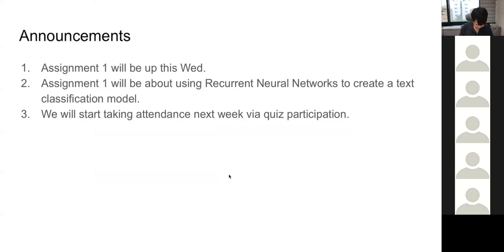So assignment one will be up this Wednesday, and it will be about using recurrent neural nets to create a text classification model from scratch. And then we'll start taking attendance next week through the quiz participation. Which means it would be good to at least come to the class in the beginning to take the quiz. Although you might not be here for the entire class, but okay.